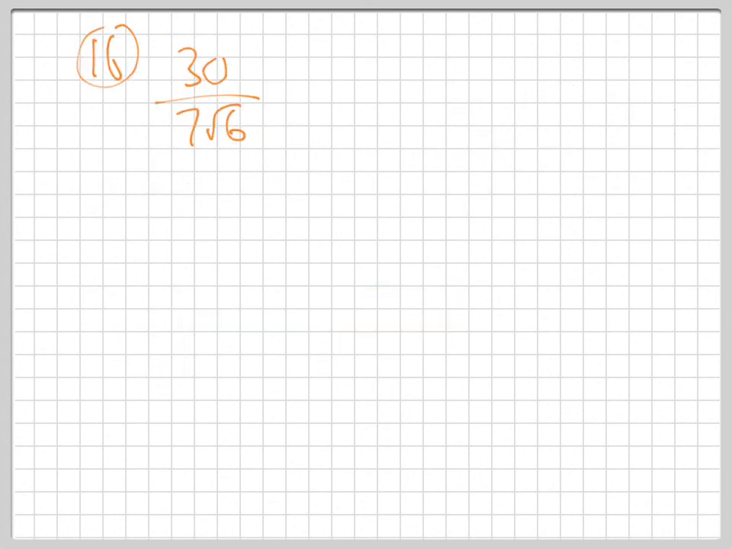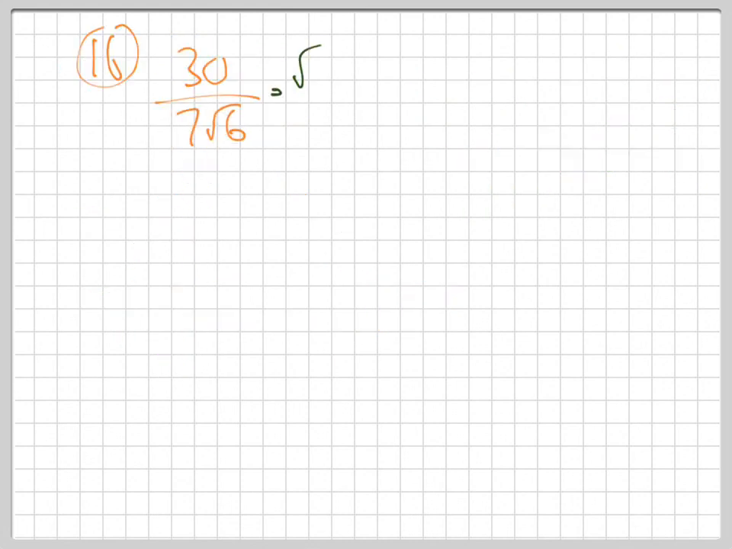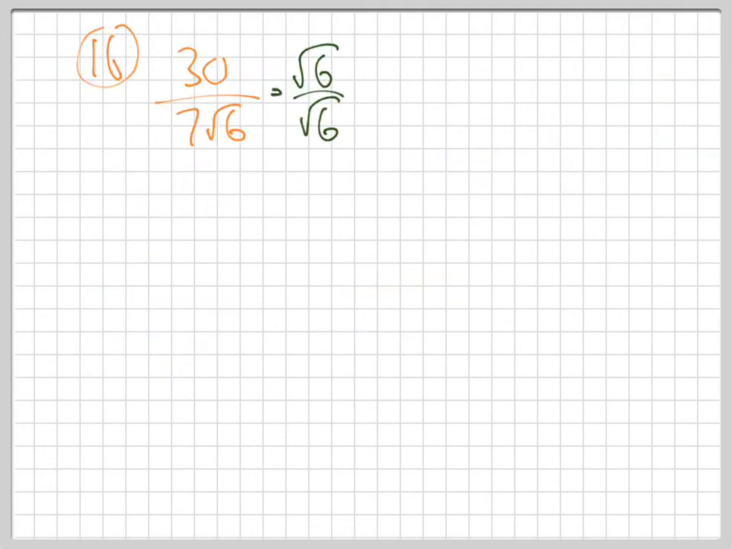So we can't leave the root in the bottom. Got to get rid of that root 6. So what are you going to do to get rid of that root 6? What does it say right here? You multiply the top and the bottom by that root. So multiply top and bottom by whatever that root is. So whenever they give you a root in the bottom, you multiply top and bottom by it. That's 7 root 6 here. Can you read my writing?